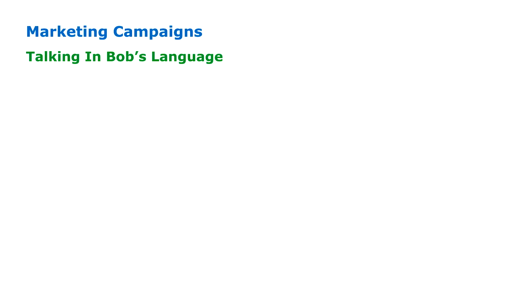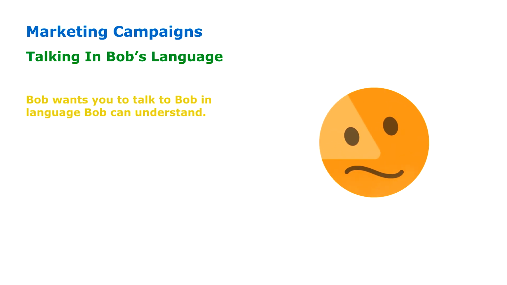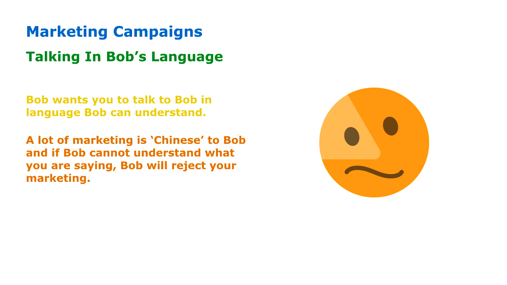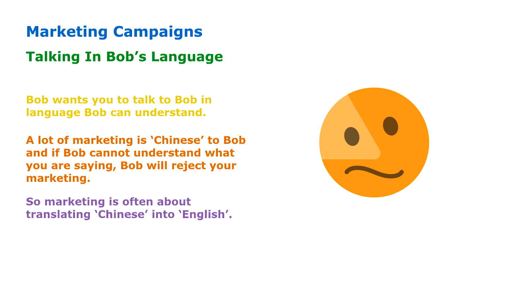Marketing campaigns. Talking in Bob's language. Bob wants you to talk to Bob in language Bob can understand. A lot of marketing is Chinese to Bob, and if Bob cannot understand what you're saying, Bob will reject your marketing. So marketing is often about translating Chinese into English. What do we mean by that?